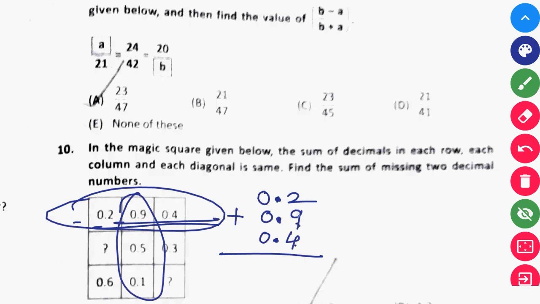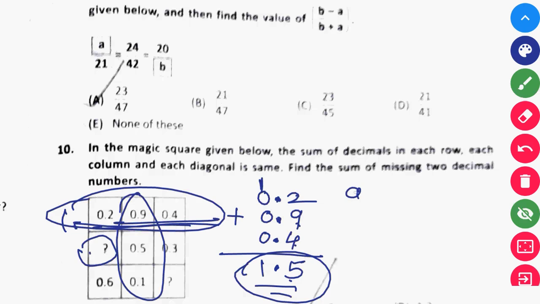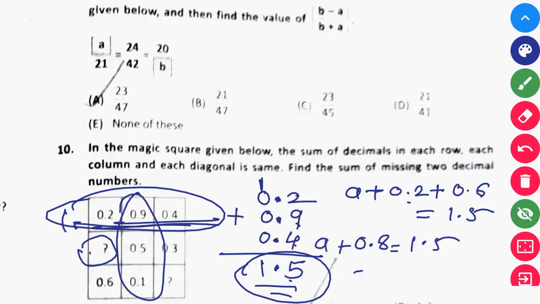4 plus 9, 13, 13 plus 2, 15, 5 at the bottom, decimal point as it is, 1 will be carry forwarded. So 1 plus 0, 0, 1. So 1.5 is the sum of the decimals of one row. Now we have to find the value of this question mark. So the question mark can be considered as a plus 0.2 plus 0.6 is equal to 1.5. Now 0.2 plus 0.6 is 0.8 plus a is equal to 1.5. So a is equal to 1.5 minus 0.8.